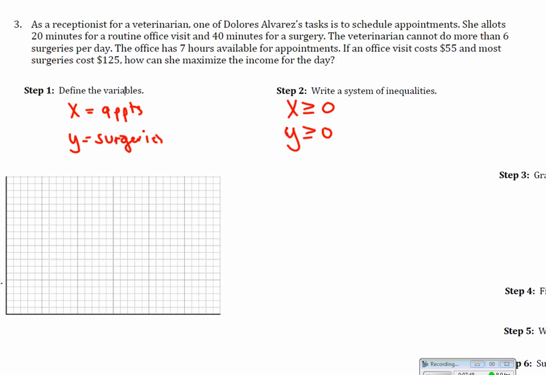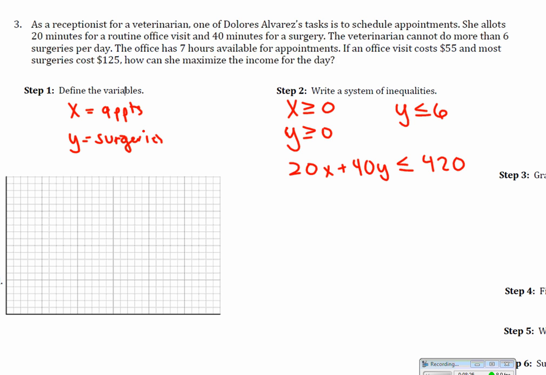The other one is this. The veterinarian can't do more than 6 surgeries per day, so Y has got to be less than or equal to 6. The office has 7 hours available for appointments, and then each 20 minutes for an office visit and 40 minutes for a surgery. So that's going to be 20x plus 40y, less than or equal to, not 7, because it's in minutes and 7 is in hours, so I will take 7 times 60 and go 420 minutes.